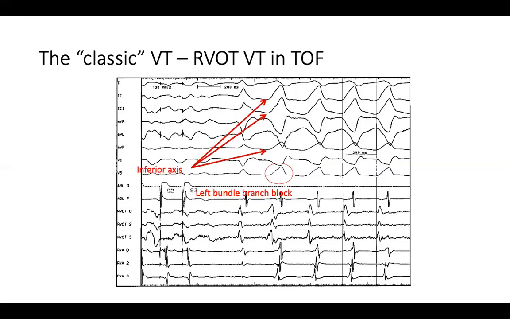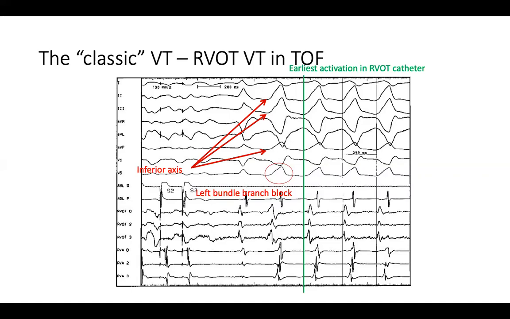There's an inferior axis. You see that it's positive in lead 2, positive in lead 3, positive in lead aVF. So that's a right ventricular VT. And then if you look at the fourth tracing from the bottom, you see that it's labeled as RVOT3, right ventricular outflow tract number 3.